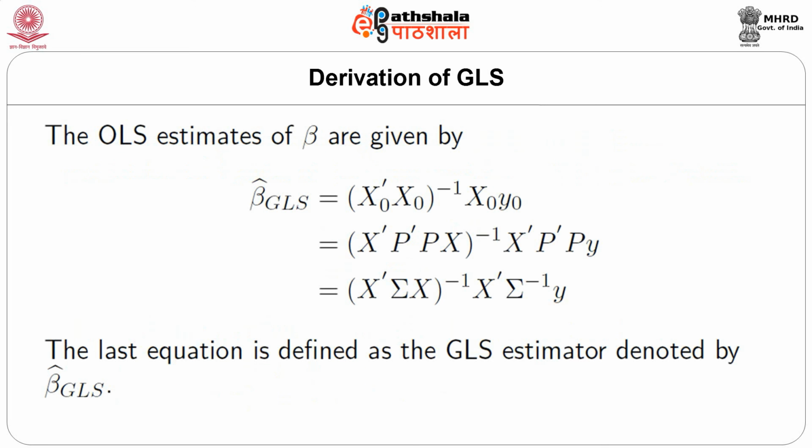Thus, the OLS estimate of beta from this transformed linear model will be beta hat GLS equals x naught prime x naught whole inverse x naught prime y naught. Now, if we replace x naught and y naught by P times x and P times y, we arrive at the final result, which is beta hat GLS equals x prime sigma inverse x whole inverse x prime sigma inverse y, and this last equation is defined as the generalized least square, or the GLS estimator of beta.